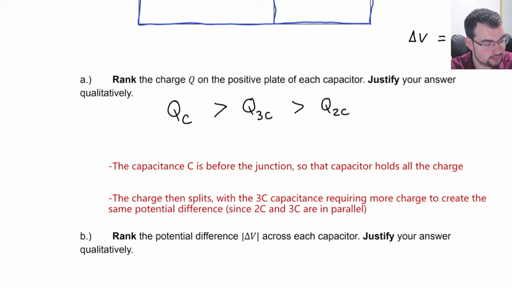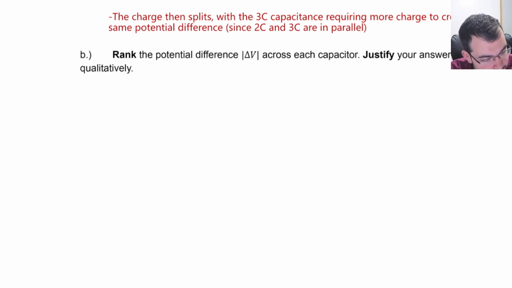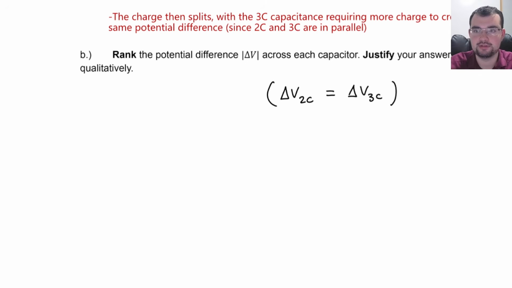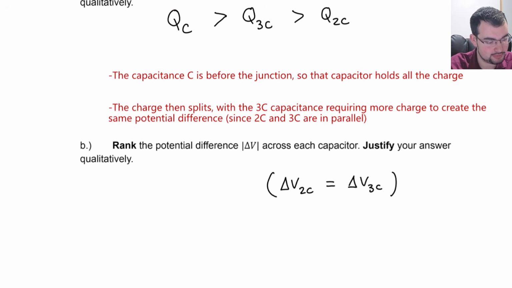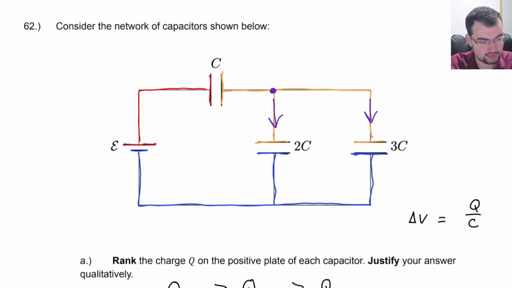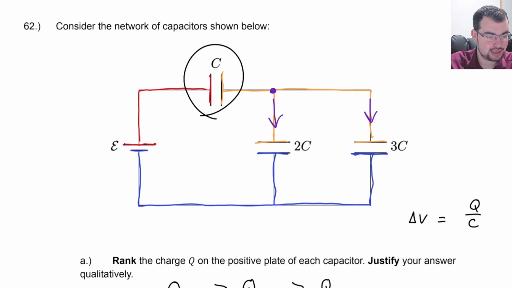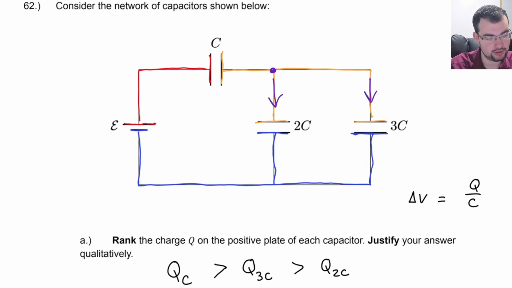Now let's rank potential difference. So what we know for sure is that delta V across the 2C is equal to delta V across the 3C. Now we just got to decide how the original capacitor compares. And I actually made this more straightforward for the potential difference than the combination circuit example of this with resistors, where if you look at this, we see that the C capacitance has more charge across it, right? It gets all the charge, but also it has lower capacitance. So Q is bigger, C is smaller. So delta V is certainly bigger across the C capacitance.